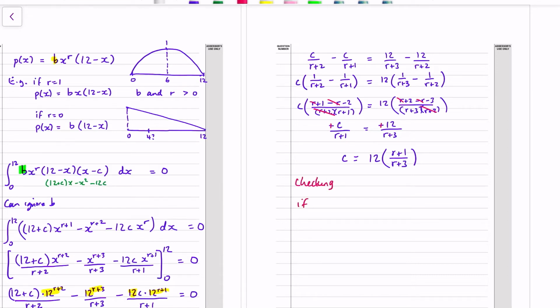If r is equal to 1, that was the first one I considered, then c is equal to 12 times 2 over 4, which is equal to 6. Bingo, right in the middle.